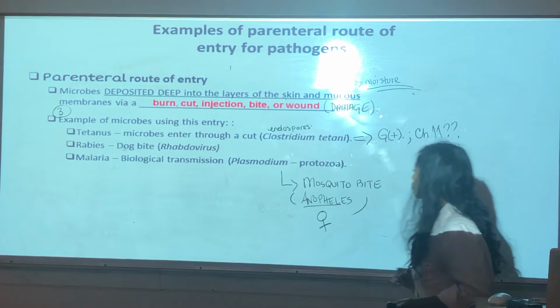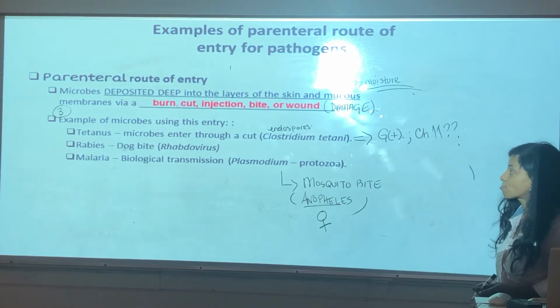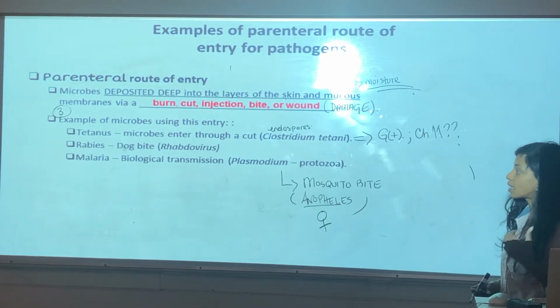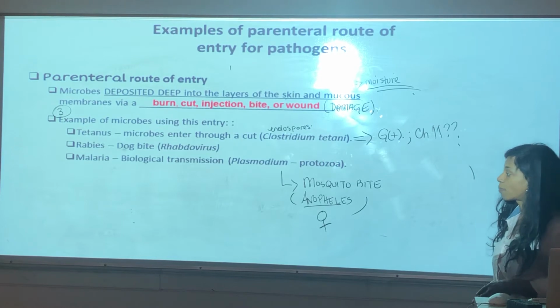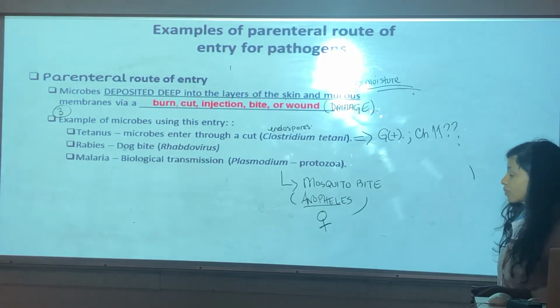Female. That's the symbol for female. So these are different ways: tetanus, again, a cut, and then the other two are bites. The mosquito bite that we have.